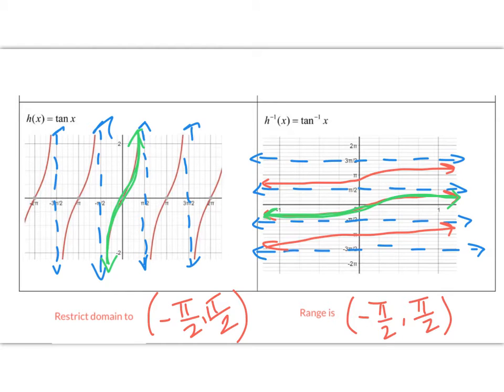So we had brackets with the sine function. Sine is never undefined. We had brackets with the cosine function because it also is not undefined. But with tangent, we have the parentheses because of those asymptotes.